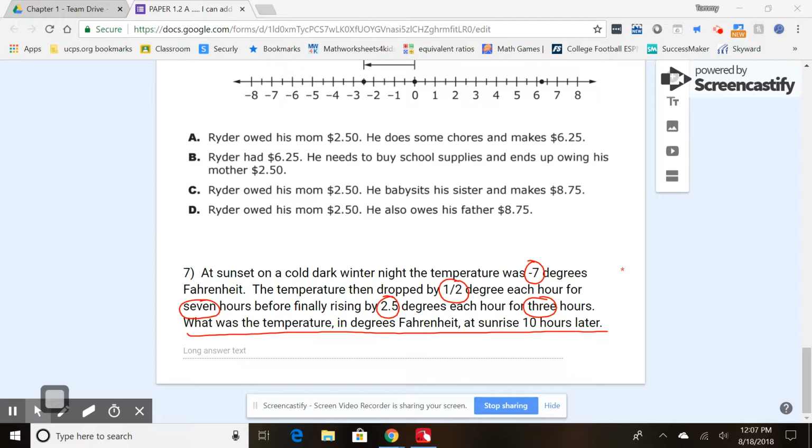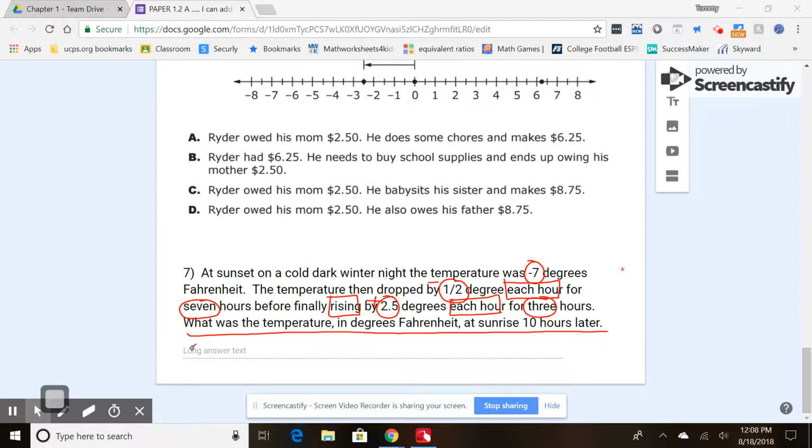And this one drops. So this is a negative each hour 7 times. Finally rising. So this one is positive each hour again for 3 hours. So I'm going to put this one into a table.